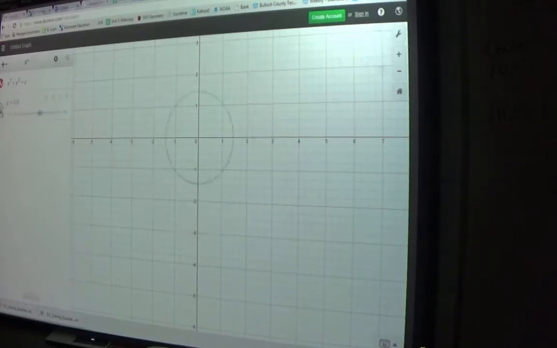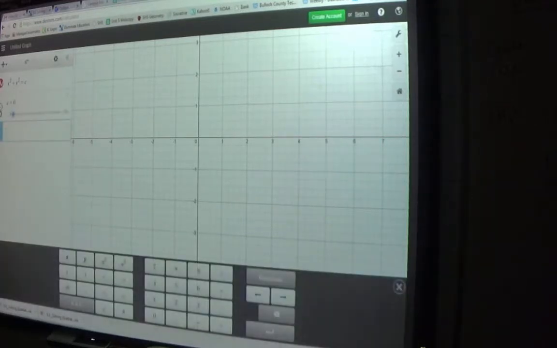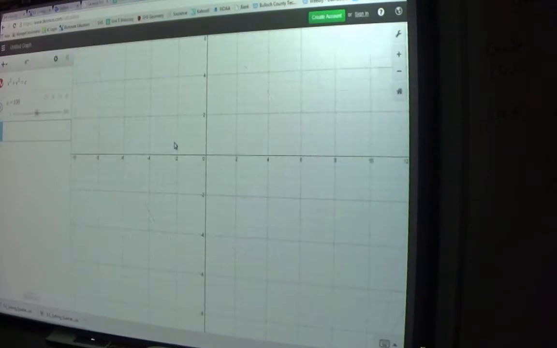All right, so what if I pause it and I change this from 0 to 400? It'll go all the way up to 20. Very good. Let me zoom out. There you go.